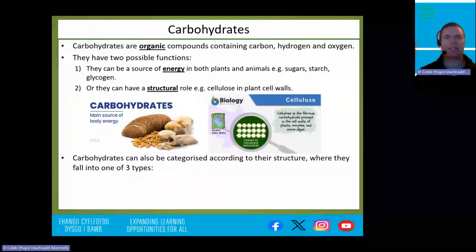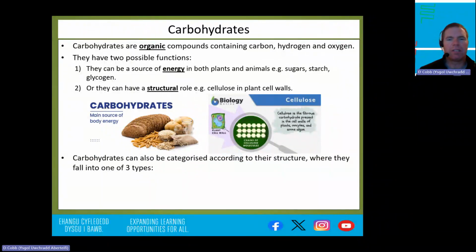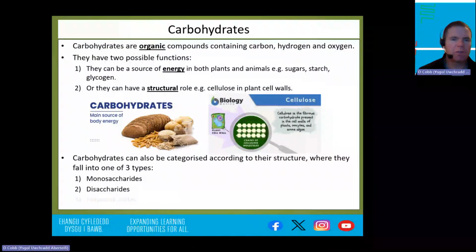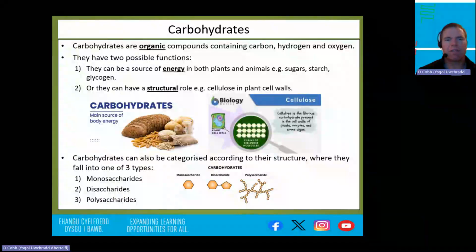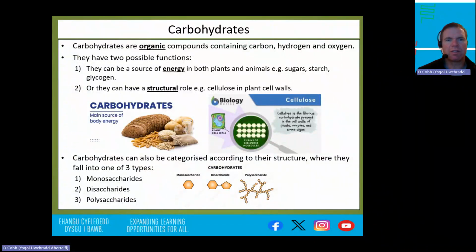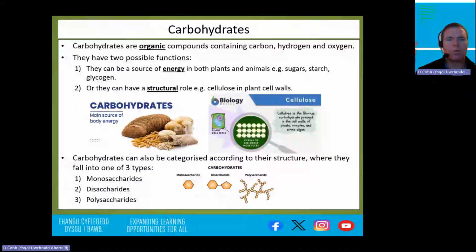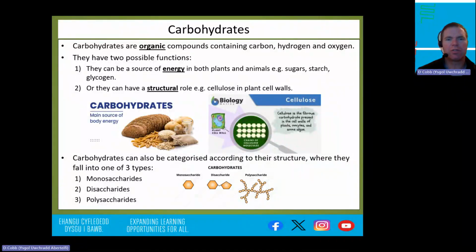Now, we usually categorize carbohydrates based upon their structure, and they fall into three groups. So you can be monosaccharides, disaccharides, or polysaccharides. Now the suffix, the end of each of those words, is the same: saccharides. Mono means one, one saccharide unit. Di means two, two saccharide units, and poly means many. So you can see the polysaccharide is lots of those monosaccharide units joined together, and a disaccharide is two of those units joined together.